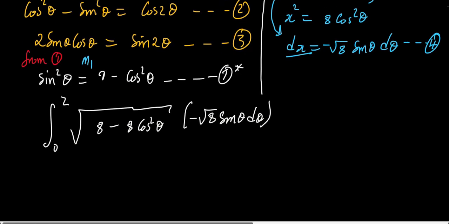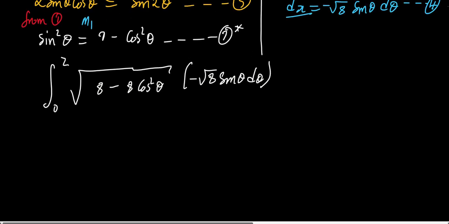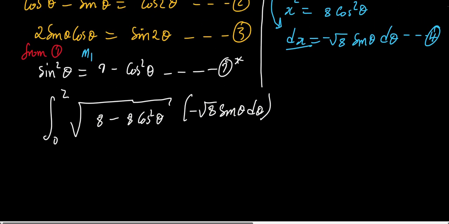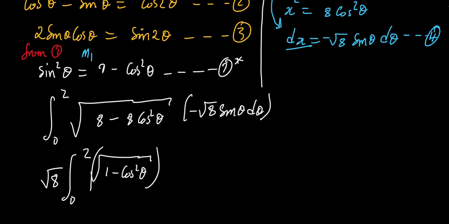I'll just have to create some space. Good. Now after having this, it's all about simplification. We already saw from above that 1 minus cos squared theta is sine squared theta. So we notice here that 8 is common. We can factor the square root of 8 out. We'll be left with the integral from 0 to 2 of the square root of 1 minus cos squared theta, which was the whole idea behind taking our substitution to be the square root of 8 cos theta, such that we can do this step so that this can simplify to be something like sine squared theta.